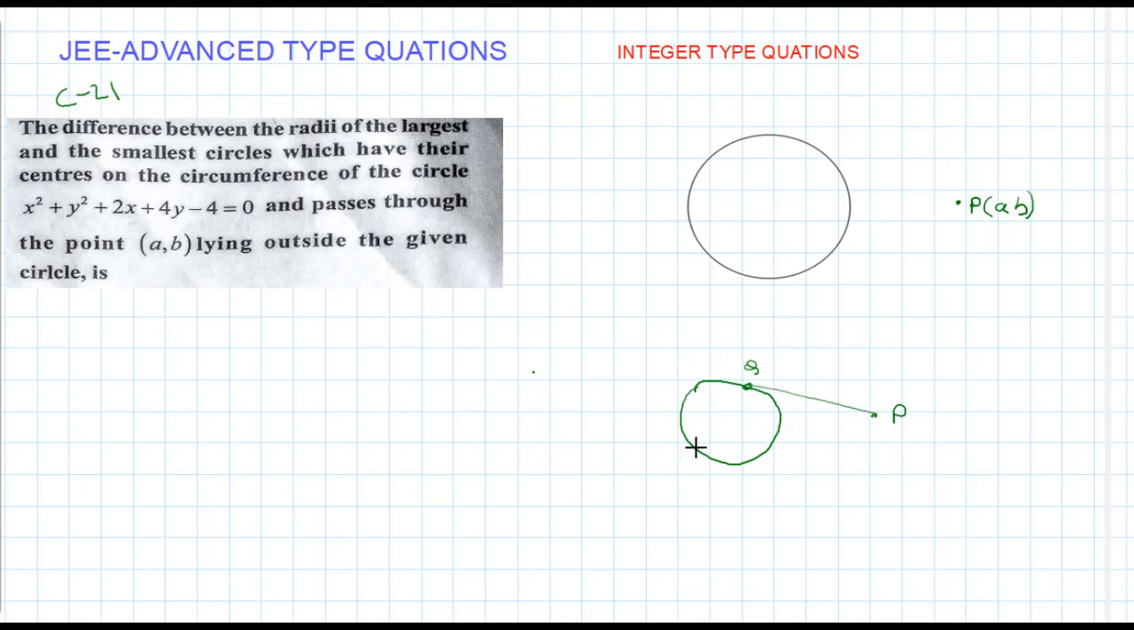For example, take one more point here, say K. Now join KP. What happened? KP is greater than QP. Understood? So that means you can't say that QP is the farthest distance from the circle to P. So here K may be the required point, or KP may be the required distance.